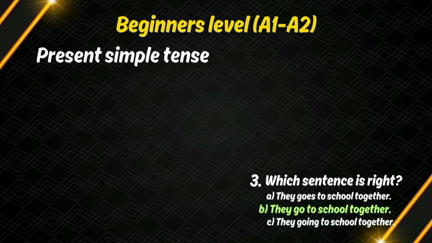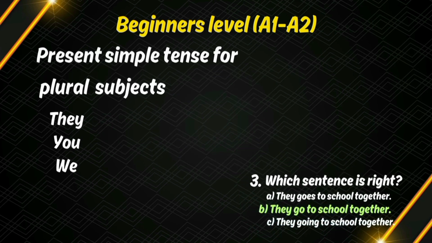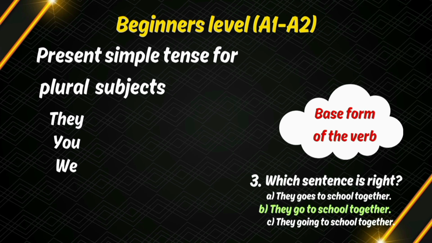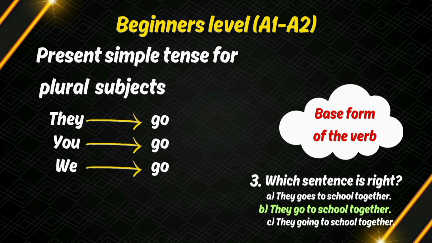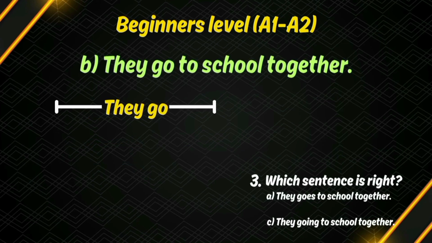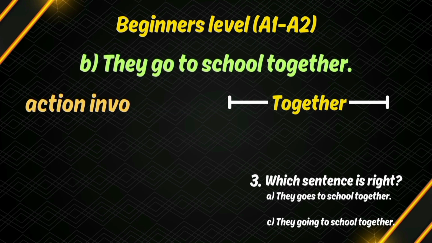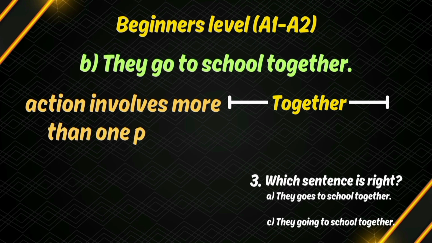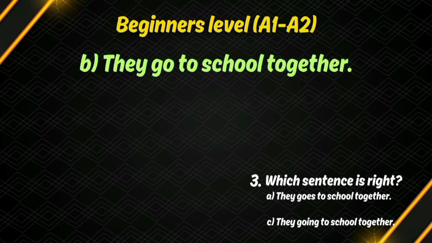When the subject of the sentence is plural, such as they, you, or we, the base form of the verb is used in the present simple tense. For example, they go, you go, and we go. This form is used to describe habitual actions or routines. In the given sentence, the subject is they, so we use the base form go without any changes. Additionally, when referring to activities done collectively, we use phrases like together to indicate that the action involves more than one person. Hence, the correct sentence is they go to school together.